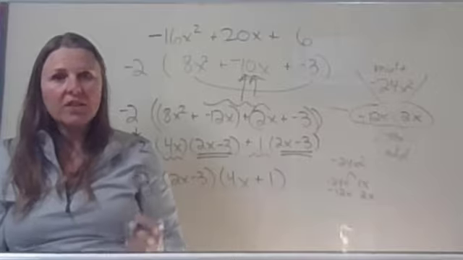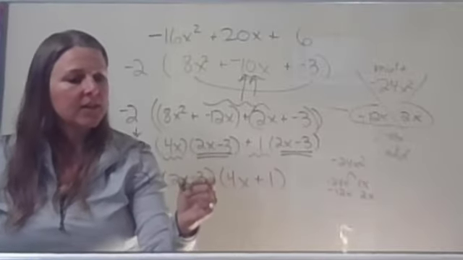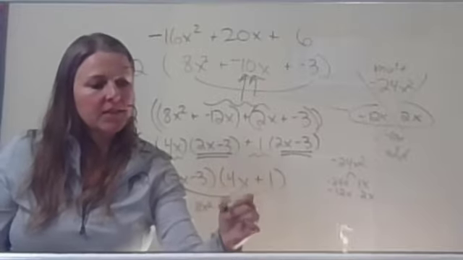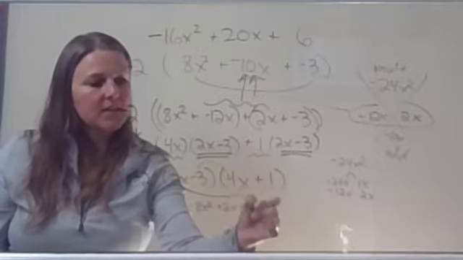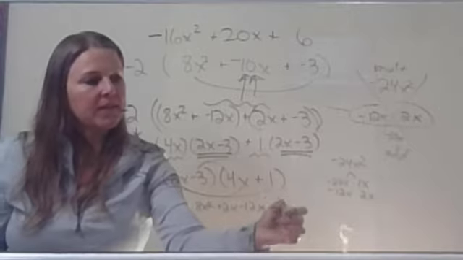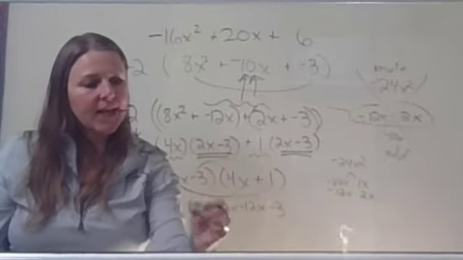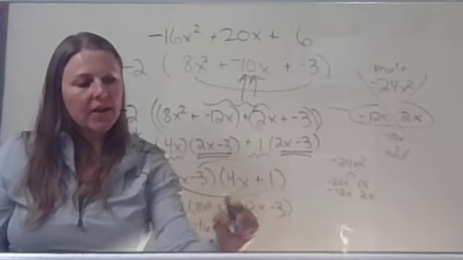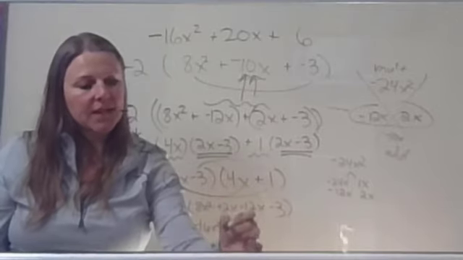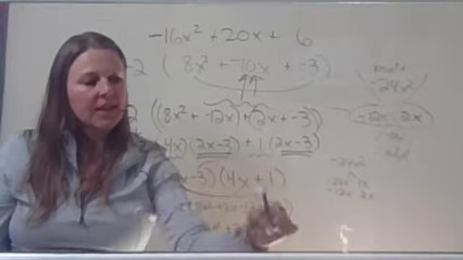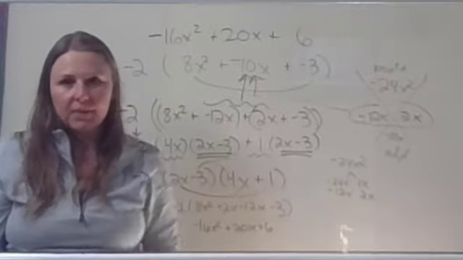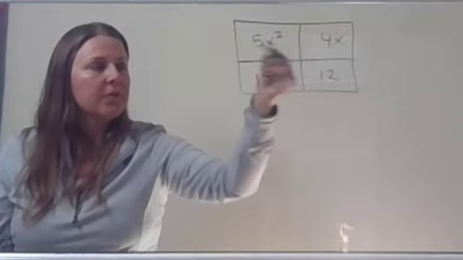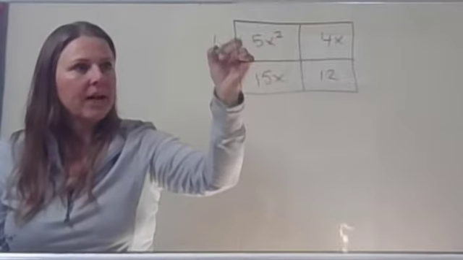So we can go ahead and check to make sure this works. This is 8x squared plus 2x minus 12x minus 3. That's what we're trying to get with the negative 2 out front. So that's our negative 16x squared. Negative 10x times negative 2 is 20x. And negative 2 times negative 3 is plus 6. So that works great. The greatest common factor between the 4x squared and the 4x is just a 1x.